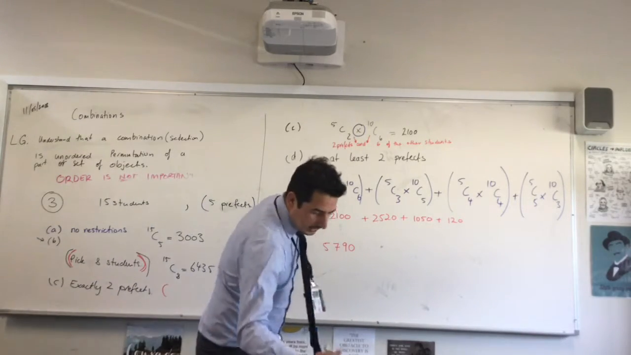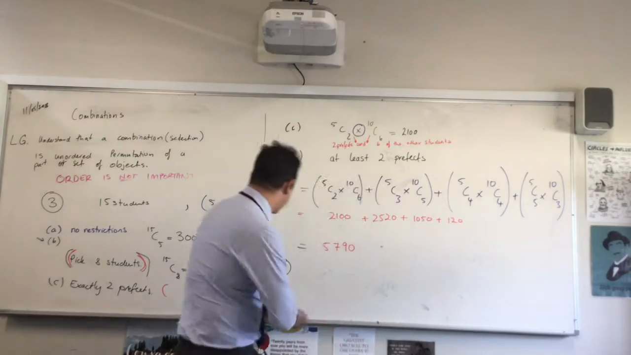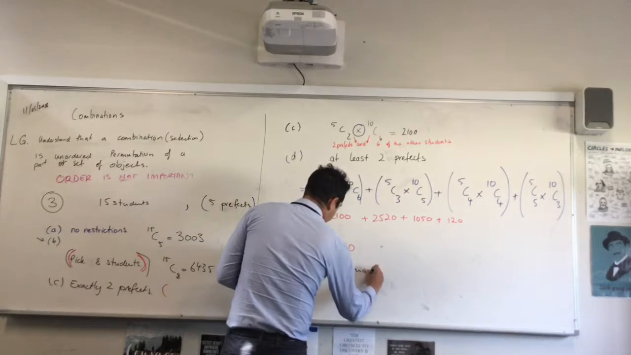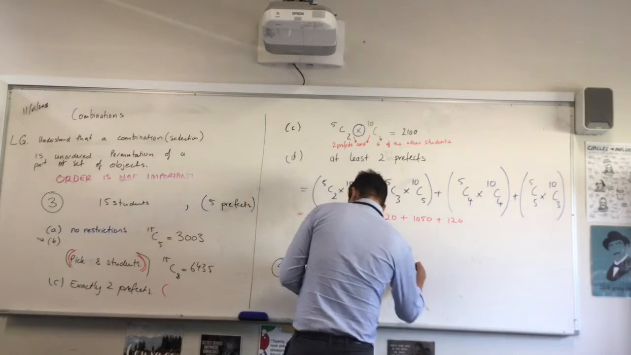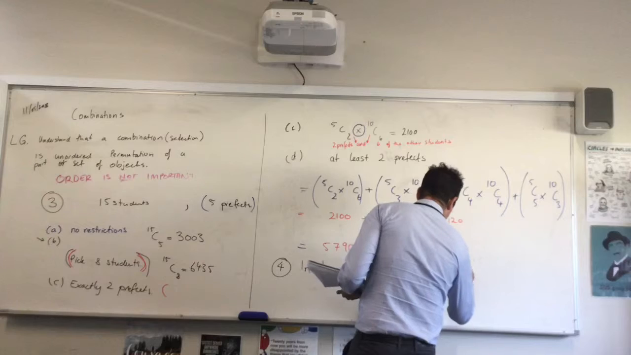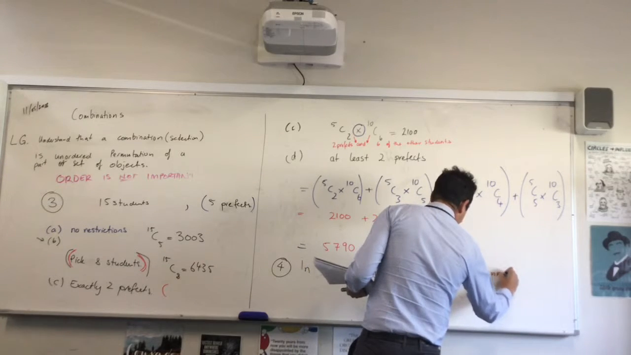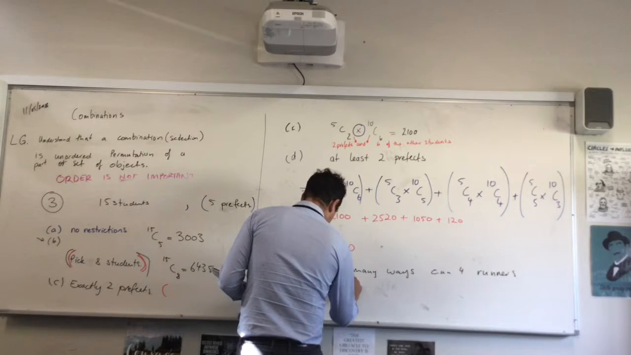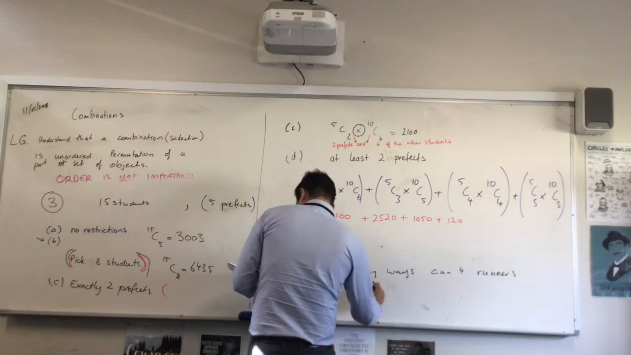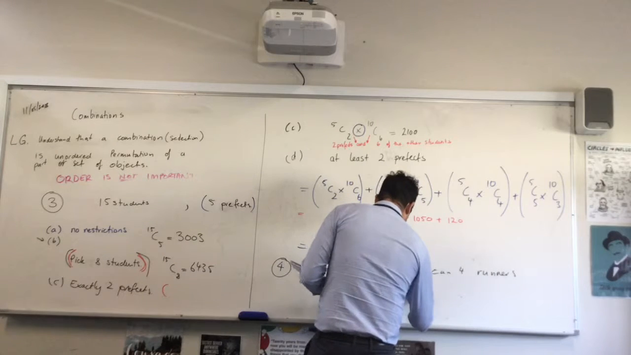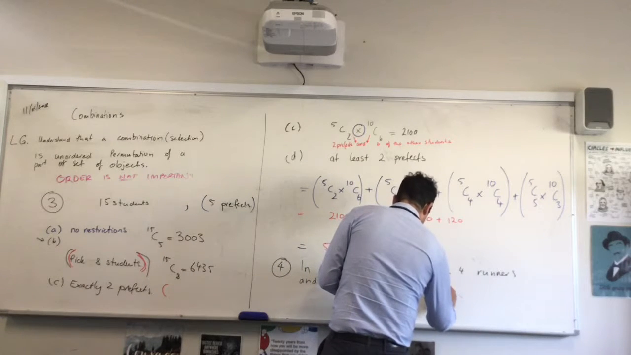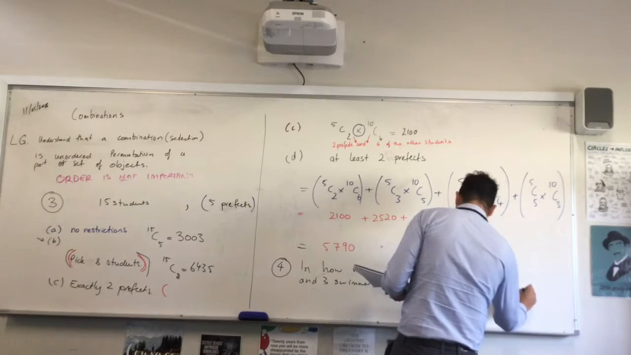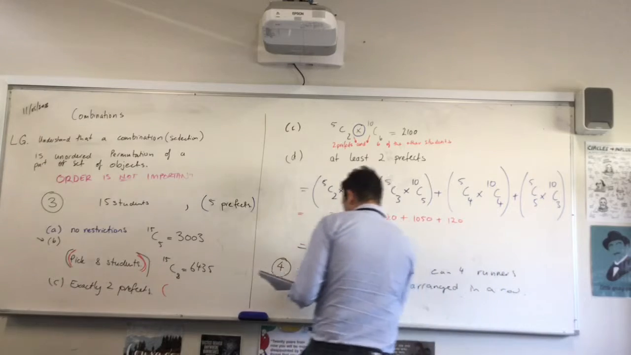It's too long. Okay, in how many ways? I'm just going to write it out. Ways can four runners and three swimmers be arranged? Ooh, that's an interesting question. In a row. That's the end of the question.